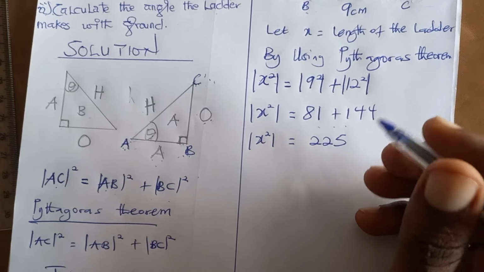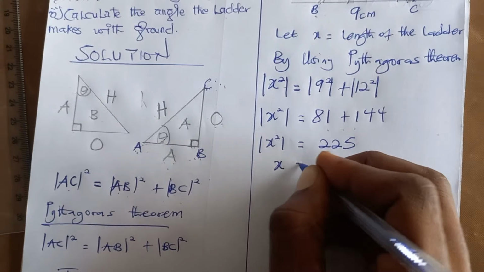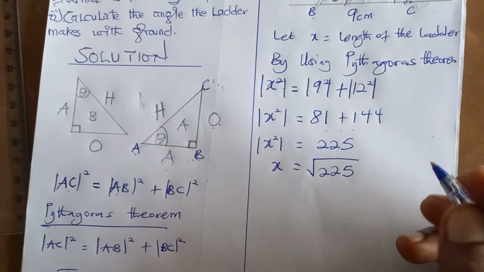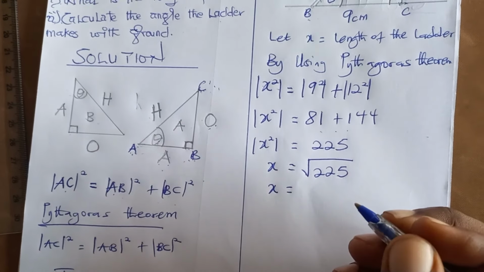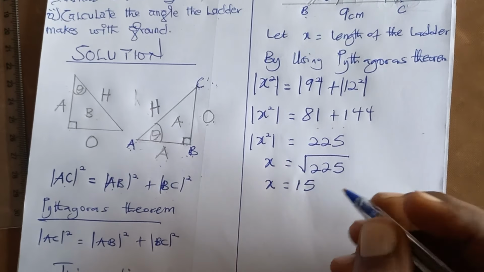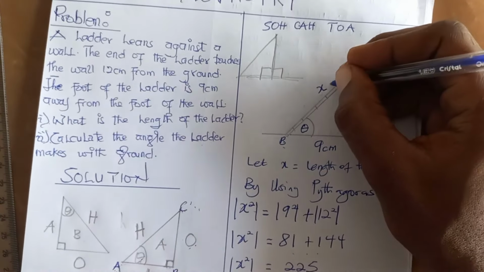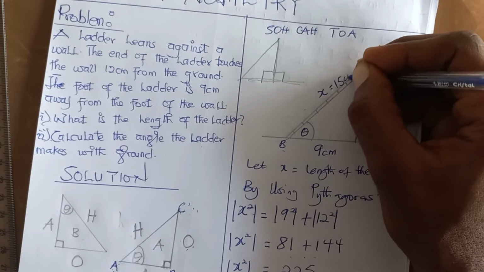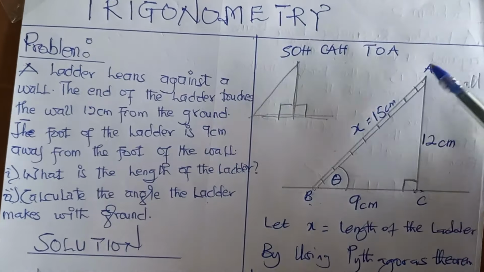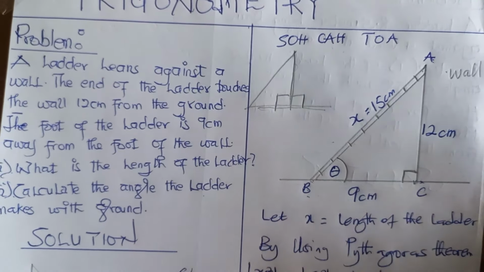Now, what do we do? We have to take square root of both sides. So taking square root of both sides, we get our x to be root of 225. And root of 225 is what? Is 15. So we get our x to be 15. Don't forget that our x now is 15 centimeters. So that's the length of the ladder.